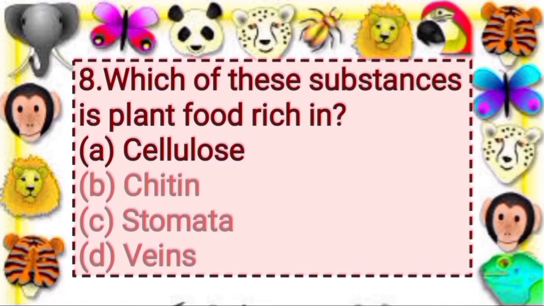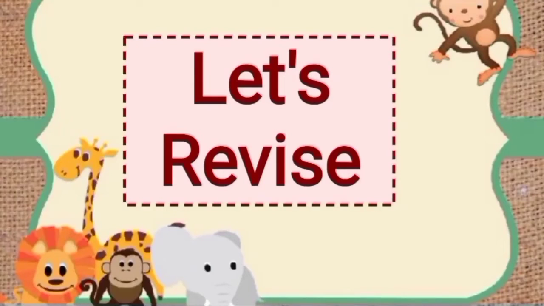So as you know, herbivorous animals have sharp teeth for biting and cutting and very strong teeth for grinding, and this is because plant food needs to be chewed a lot, as it is very rich in a substance called cellulose. So the answer is option A, cellulose.